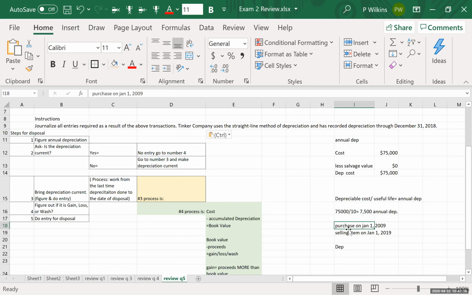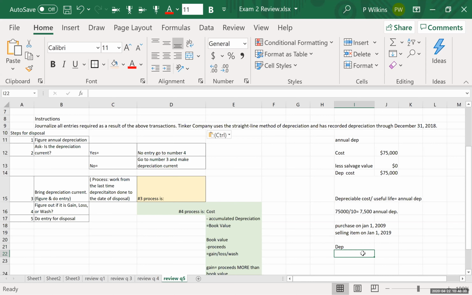Then we purchased the equipment on January 1, 2009. We're selling the equipment on January 1, 2019. So now we have to figure out the depreciation that's been done so far. If they don't tell you when depreciation was done last, you assume it's done at the end of the year. This problem does tell us. It says, journalize all entries required as a result of the above transactions. Tinker Company uses the straight line method of depreciation and has recorded depreciation through December 31, 2018.